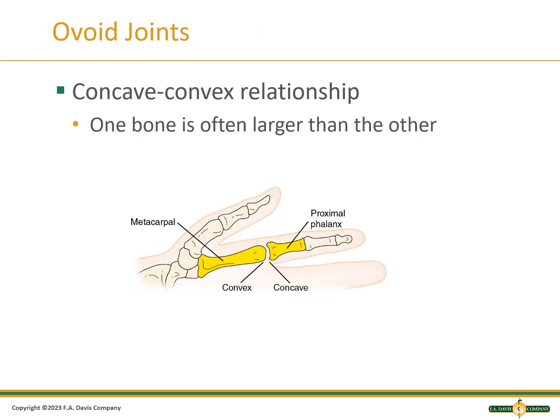Remember that joint structures contribute to the balance between mobility and stability. Most joints in our body are ovoid joints with a concave-convex relationship, meaning that one surface bulges out while the other caves in to accommodate the larger bone, just like you can see in this picture. One bone is often larger than the other, contributing to the need for the convex and concave surfaces.